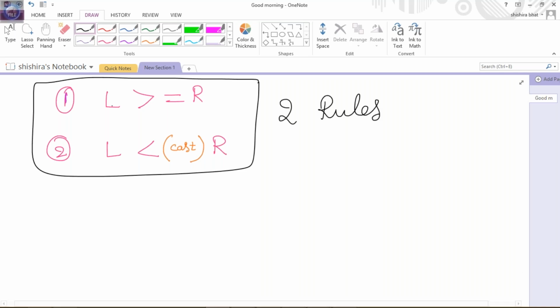The first thing is this: left side should be greater than or equal to right side. If by chance left side is smaller than right side, then you should use casting. But here you should be careful. There is a danger here. What is the danger? Let's understand it. What is the meaning of the second rule, sir? Observe.